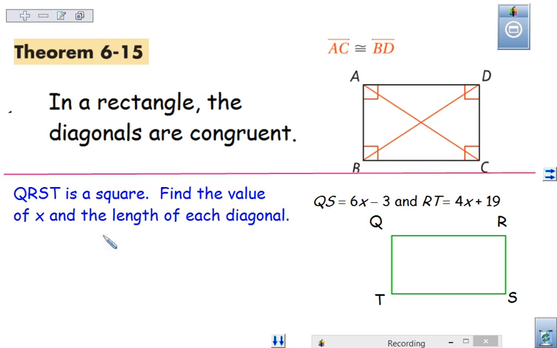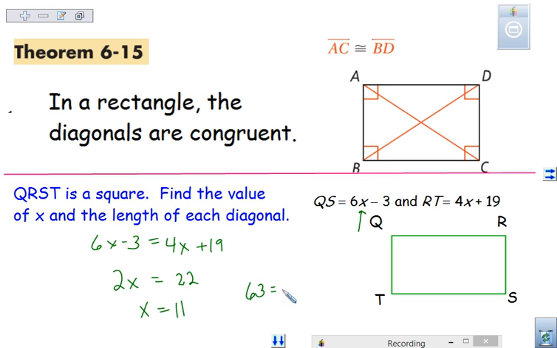So again, we know the diagonals are congruent. So we get 6x minus 3 is equal to 4x plus 19. Subtract 4x. Add 3. Divide by 2. So x is 11, and then if I plug in, I get 63 is equal to QS and RT.